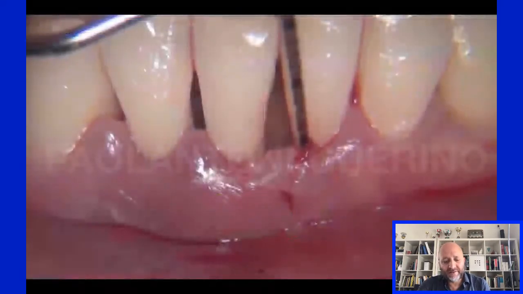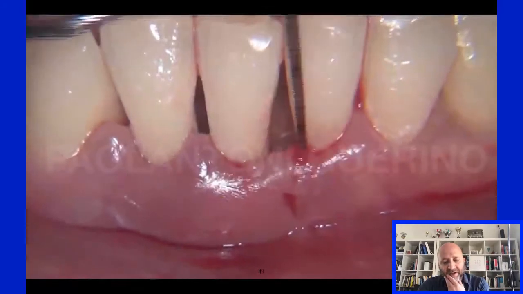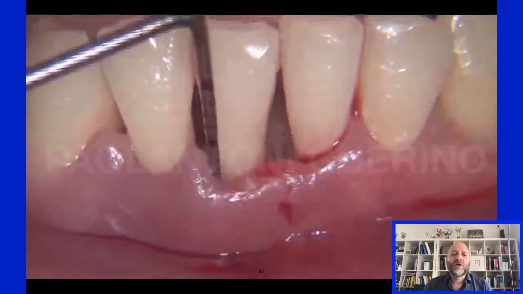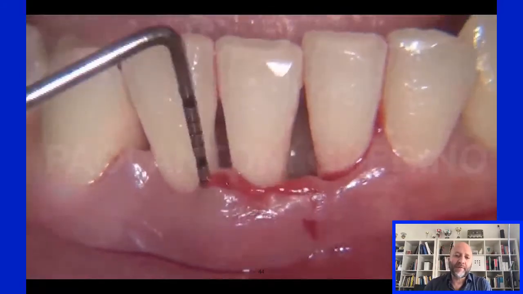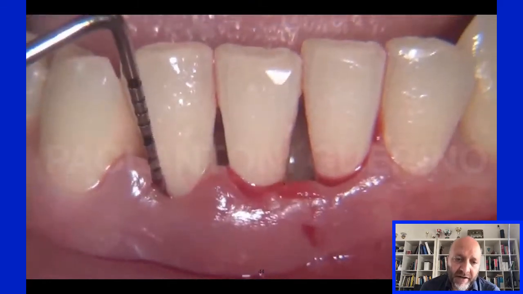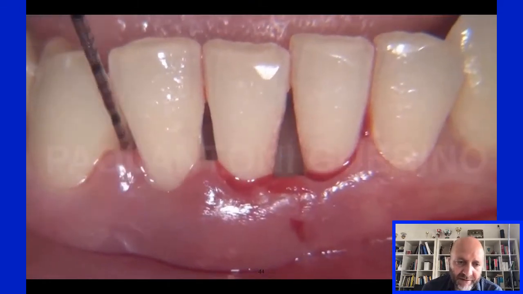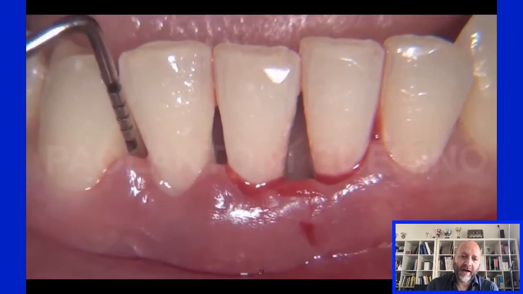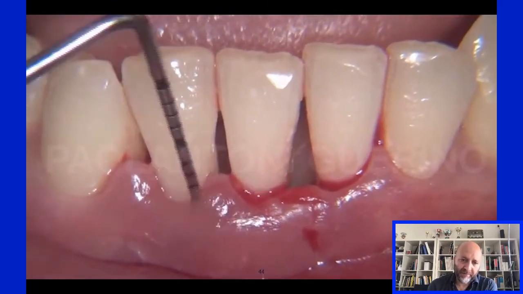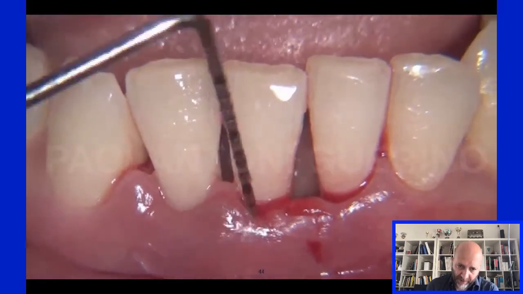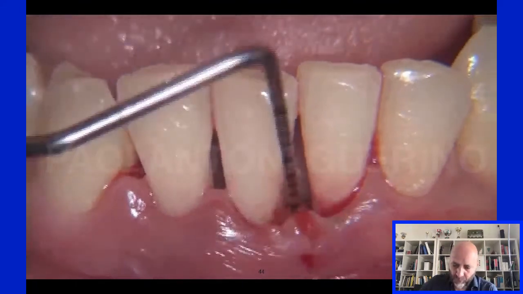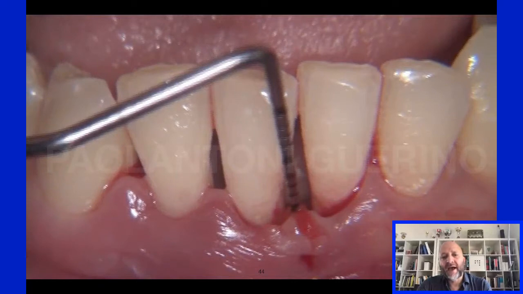And this is the clinical aspect from a young woman with this kind of problem, a very complex periodontal disease. We have very deep probing depth. We can have bleeding on probing. We can have pain. We can have a high mobility of the teeth.